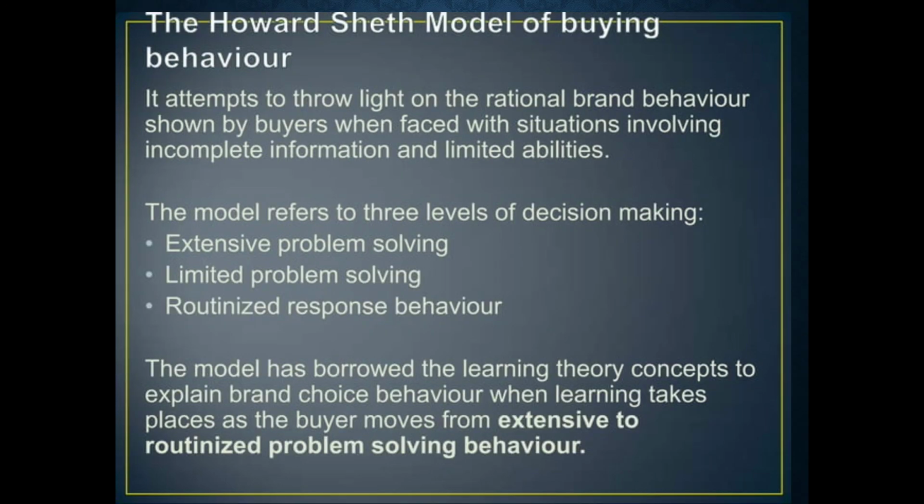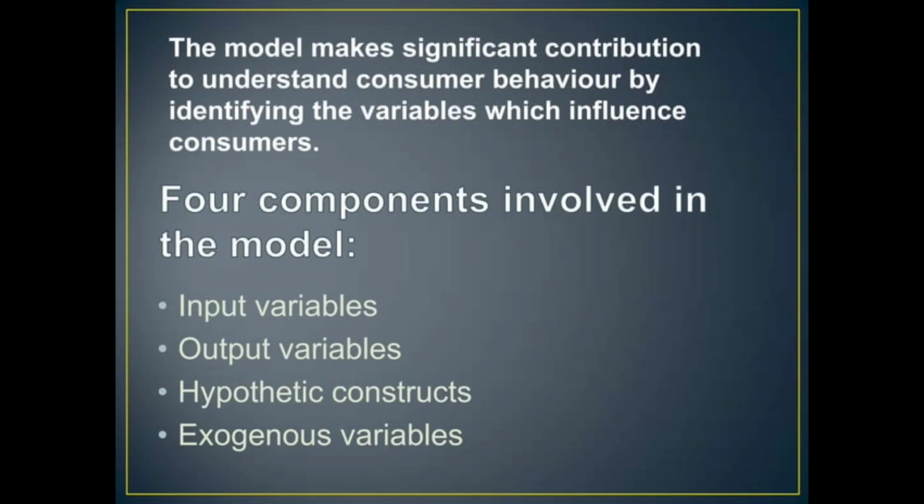Next, the Sheth model of buying behavior. It attempts to throw light on the rational brand behavior shown by buyers when faced with situations involving incomplete information and limited abilities. The model refers to three levels of decision making: extensive problem solving, limited problem solving, and routinized response behavior. The model has borrowed learning theory concepts to explain brand choice behavior when learning takes place as the buyer moves from extensive to routine problem solving behavior.